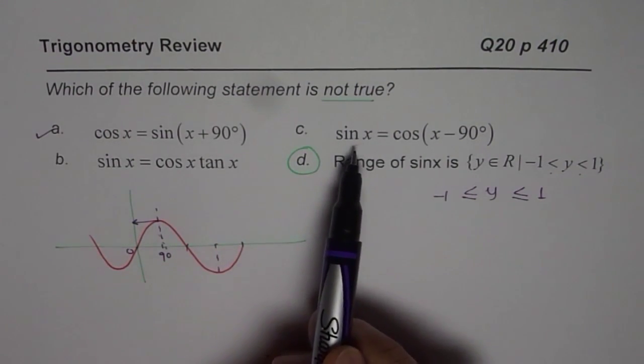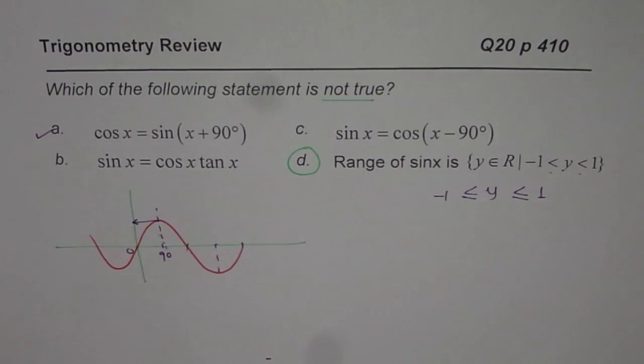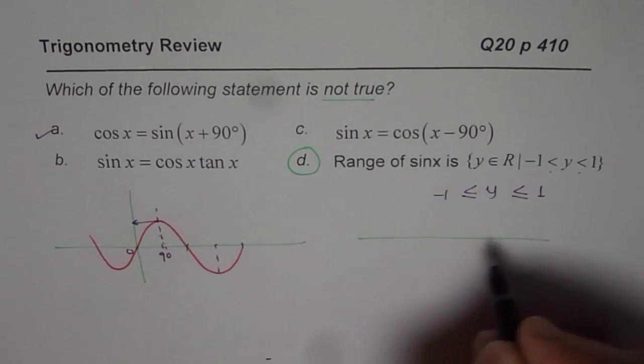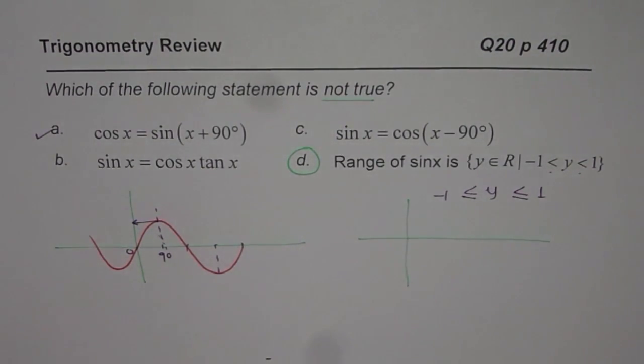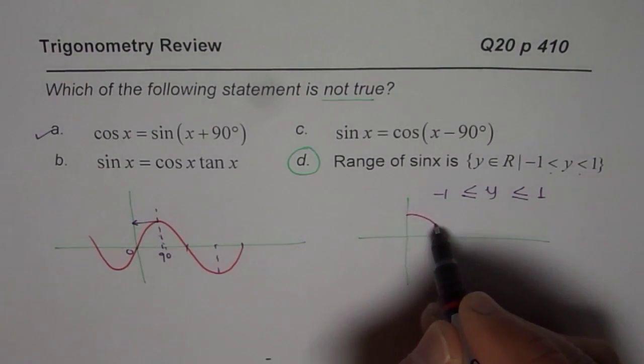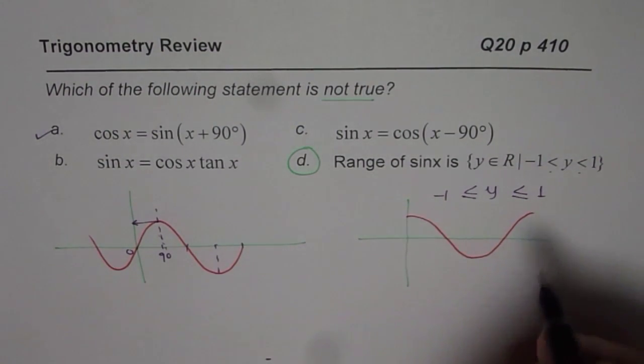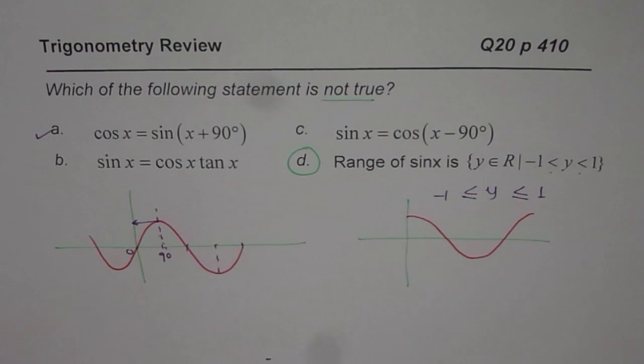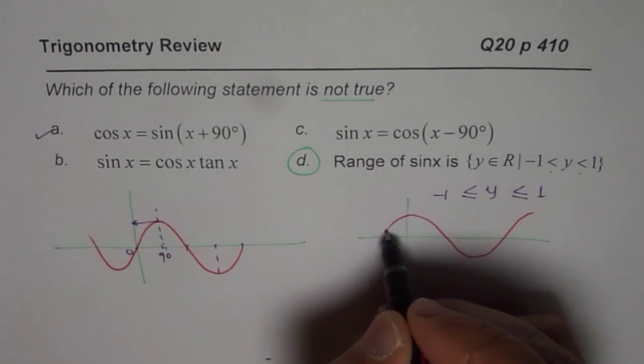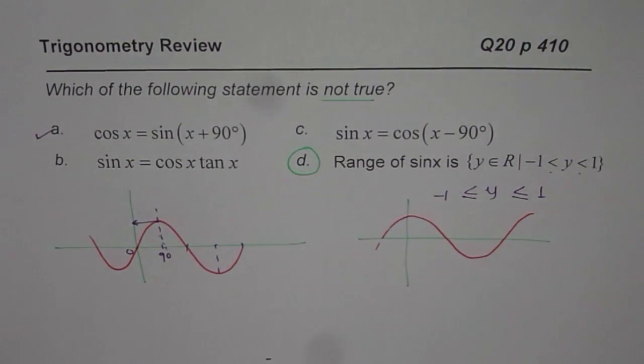On the other hand, if we start with a cosine graph, let me sketch that also. It's very important to understand at this stage since we are reviewing, and there were a few things which were missed, and therefore I'm using this question to understand those things.